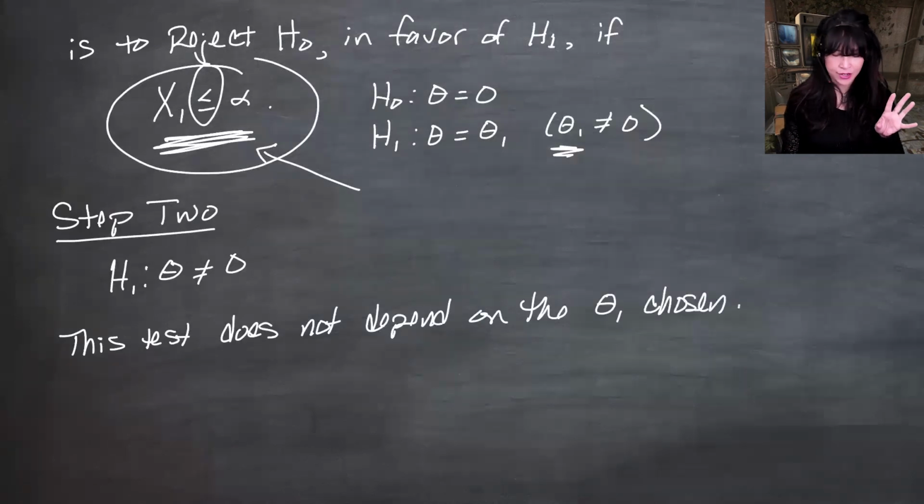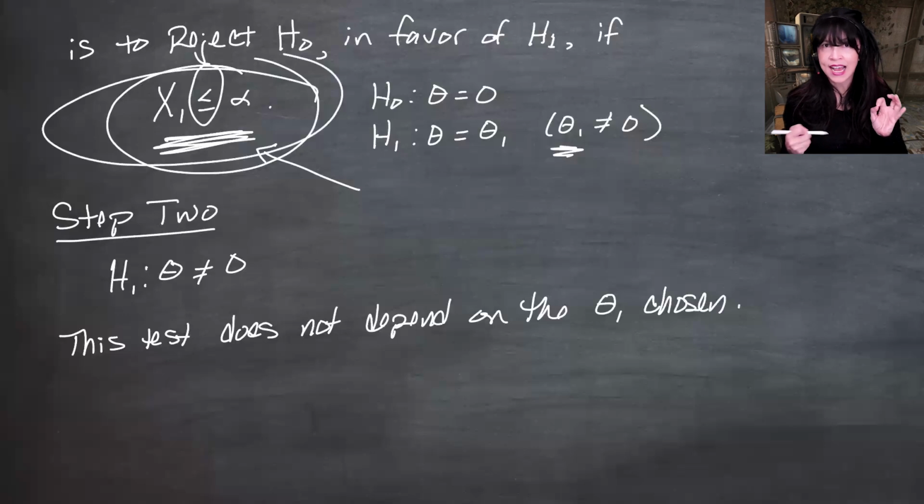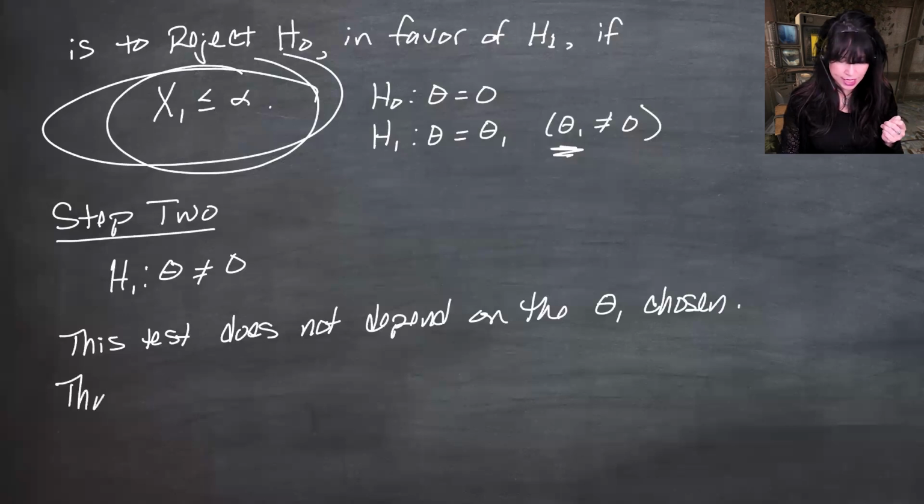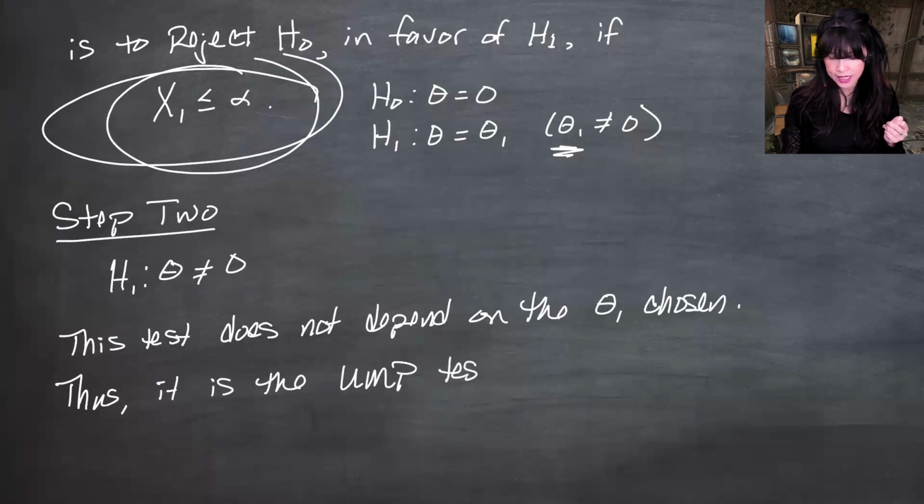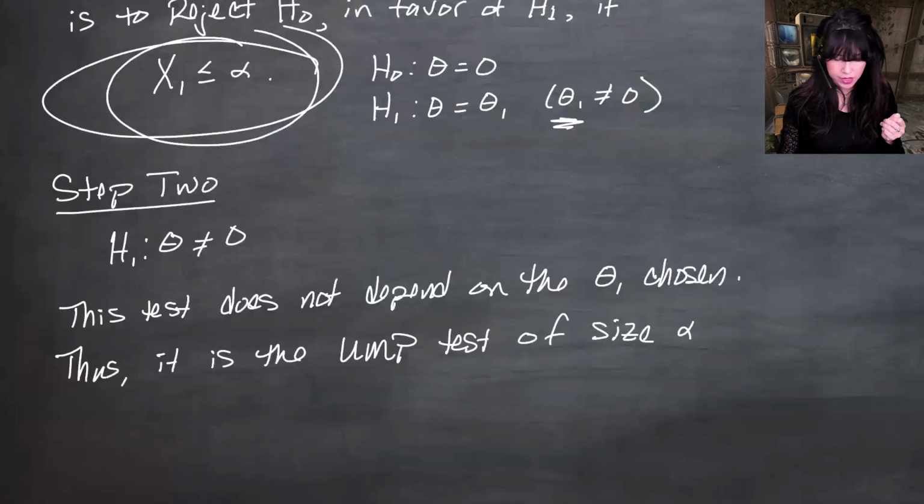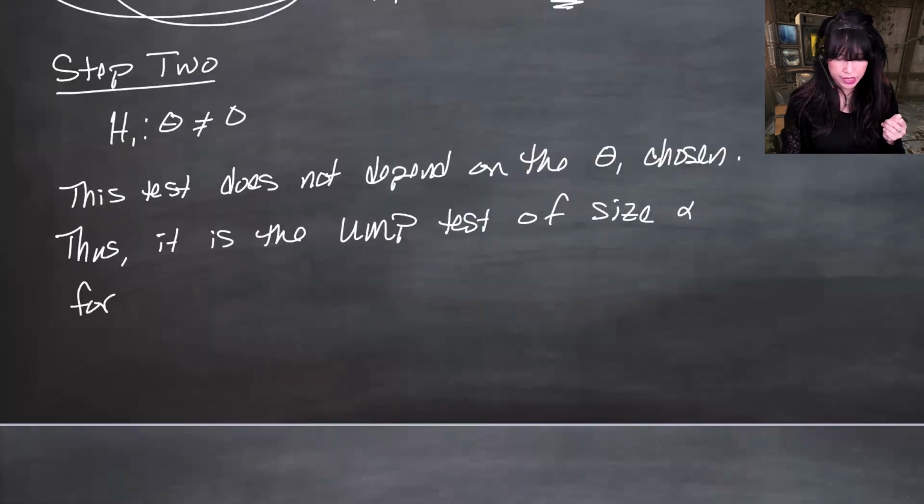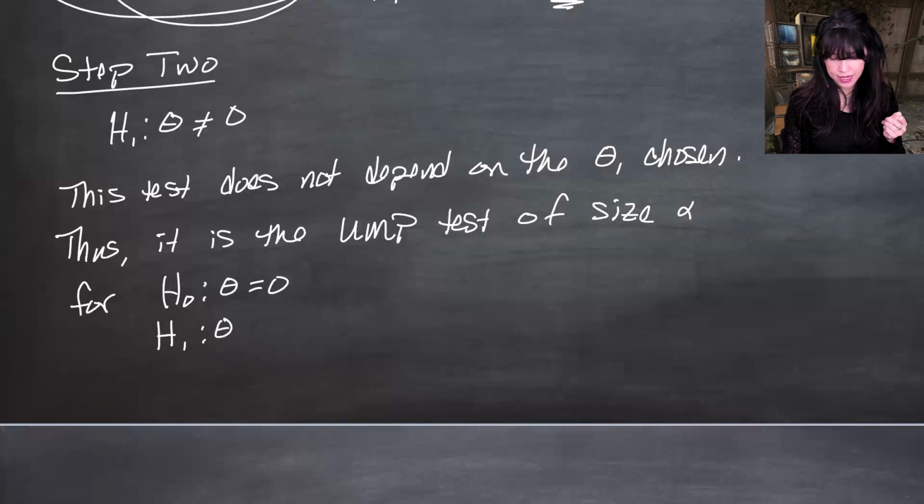Again, that's two things there. There's no theta 1 in here, and the choice of theta 1 did not affect whether or not we're going to flip that inequality. Thus, it is the UMP test of size alpha for the null hypothesis that theta equals 0 versus the alternative that theta does not equal 0.